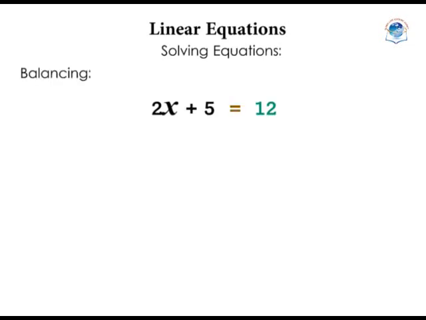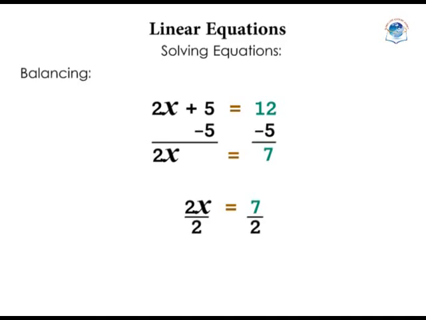For example, 2x plus 5 equals 12. We want x alone on the left side. So first we get rid of 5. To get rid of 5, we subtract it. So we have 2x plus 5, we subtract 5. And again on the right side, we also subtract 5. So on the left side, we remain with 2x, and then the equal sign. On the right side, we have 7. So we have 2x is equal to 7. To get x, we divide by 2 on each side. And so x is equal to 3.5.